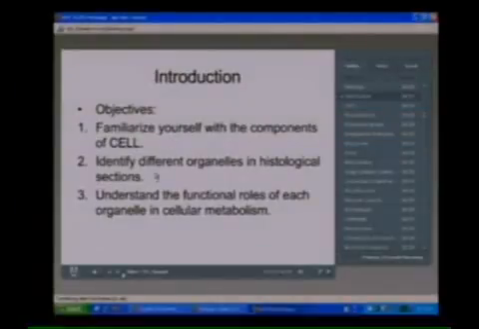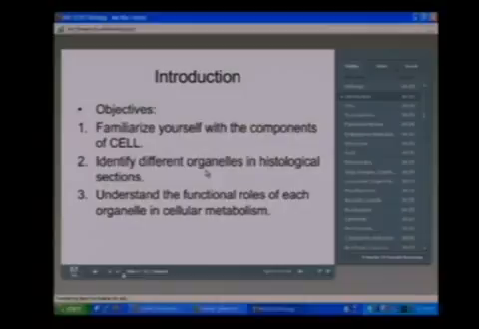Okay, here: identify different organelles in histological sections that we will see, and then understand the functional roles of each organelle in cellular metabolism. We are going to study this today. Okay.